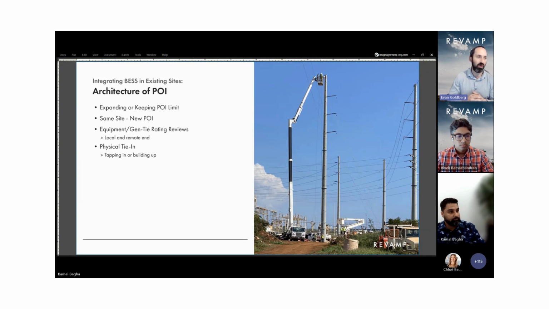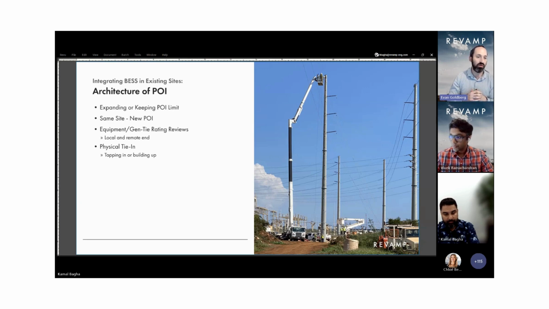For instance, are you going to be able to expand your POI limit, right? So when you sign those initial contracts or agreements and build your first project, perhaps you have a POI limit of 100 megawatts. Now, if you're looking to add BESS to the site, are you able to add that BESS capacity and production to that? So say 100 megawatts of BESS, 100 megawatts of PV, now you have 200 megawatts and you can dispatch that all at the same time?